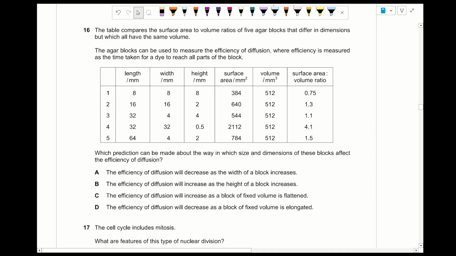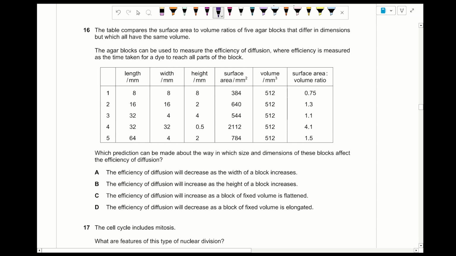Question number 16. The table compares the surface area to volume ratios of 5 agar blocks that differ in dimensions, but which all have the same volume. Which prediction can be made about the way in which size and dimensions of these blocks affect the efficiency of diffusion? So let's see the suggestions that we have here. A. The efficiency of diffusion will decrease as the width of a block increases.